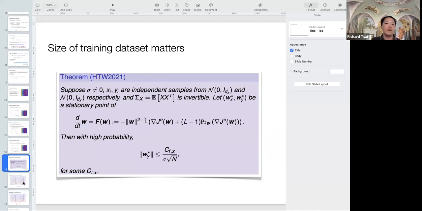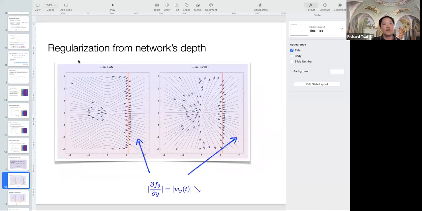Okay. Now, what about the effect of network depth? So this parameter L tells you how many hidden layers there are in a neural network. Without writing the theorem, I thought it's faster to just show from these simple pictures over here.